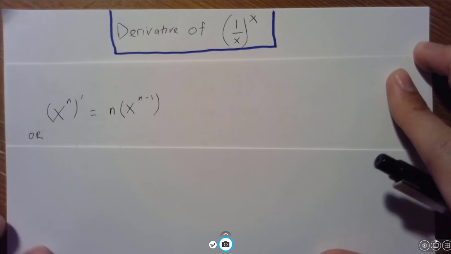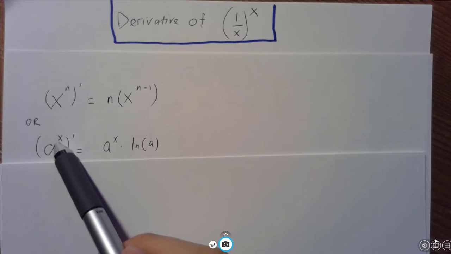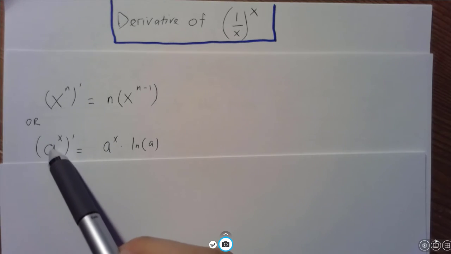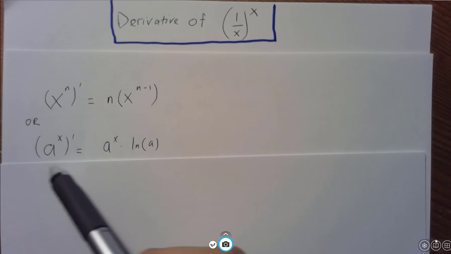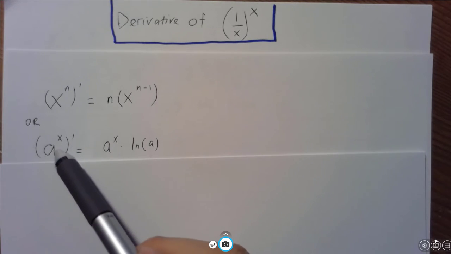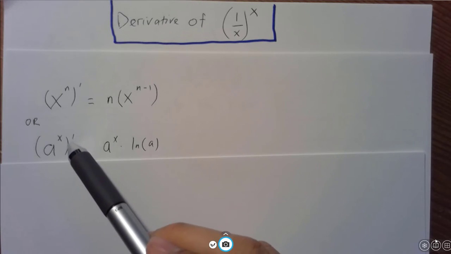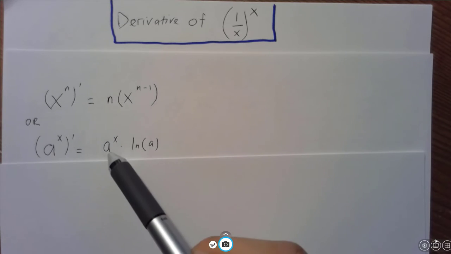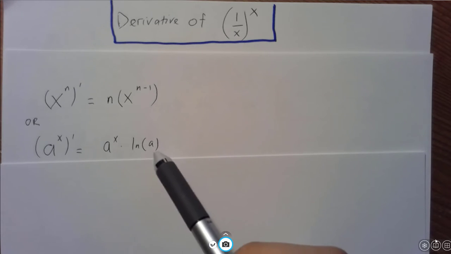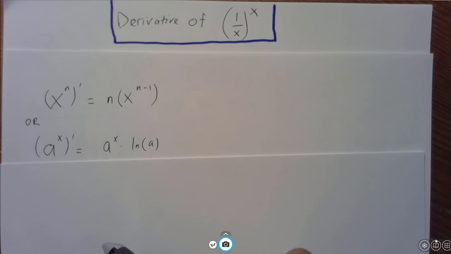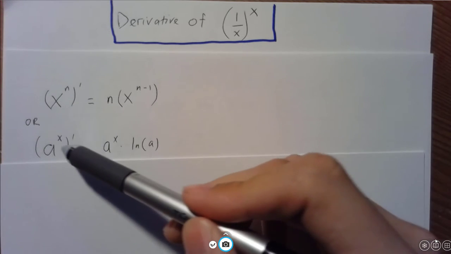Or you are given a function where the variable x now becomes the exponent and we have the base as a constant, for example a to the x power, where a can be any constant, maybe 2 to the x power. Then when you take the derivative, that becomes a to the x, the same thing, multiplied by ln of the base a. So either we get the variable x as a base or as the exponent.